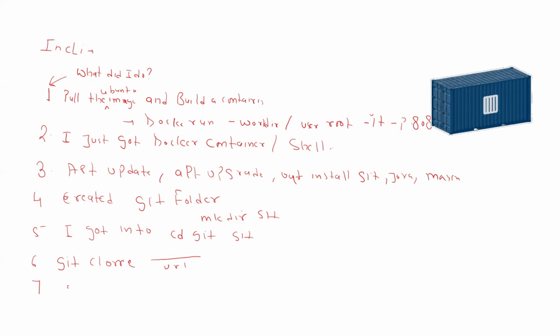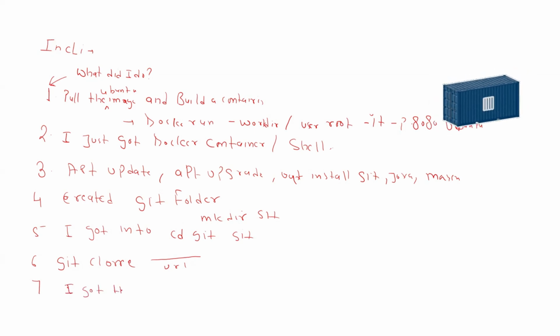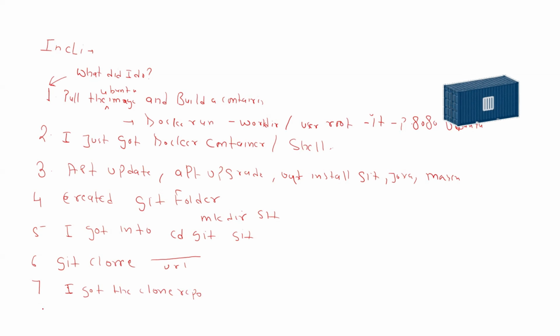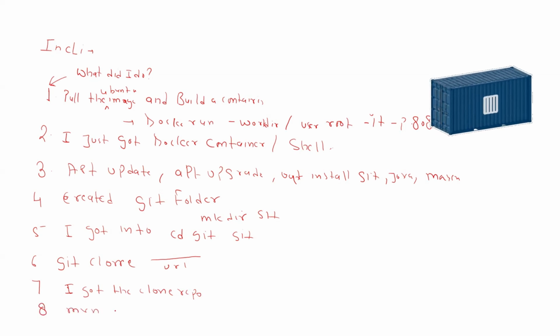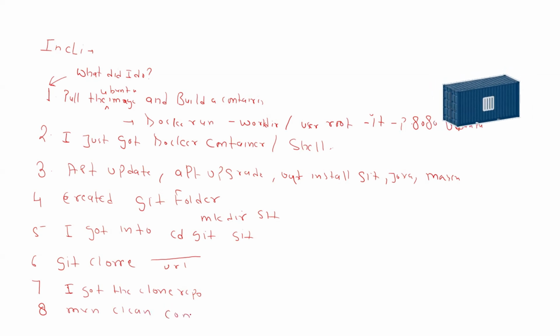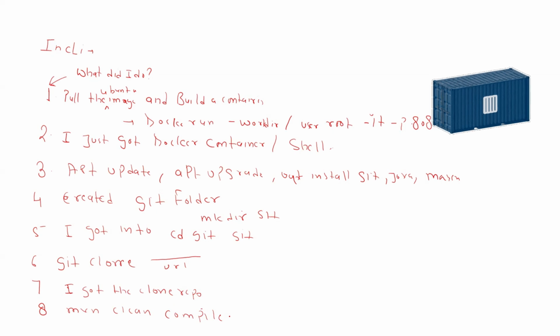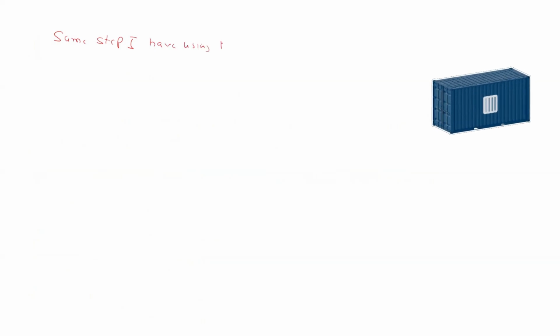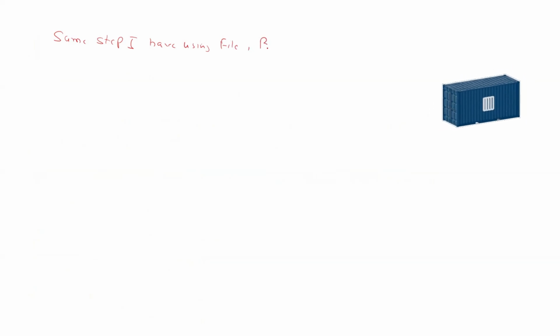And then I again got into the cloned repo, right? And there I ran the command maven clean compile, right? These are the series of steps which I have done via CLI. Now, the same steps I have to do using a Docker file, right? So we need to understand basic Docker file instructions.